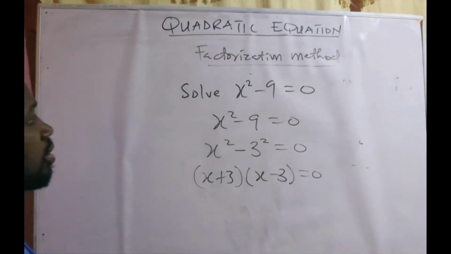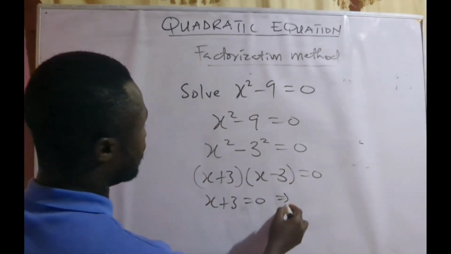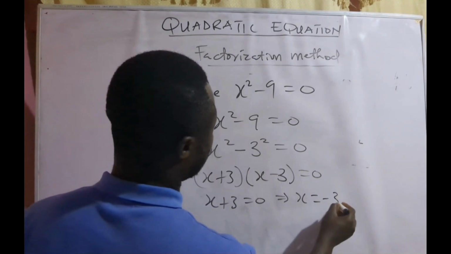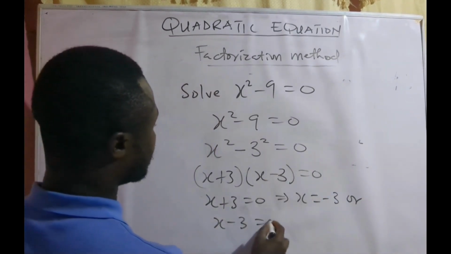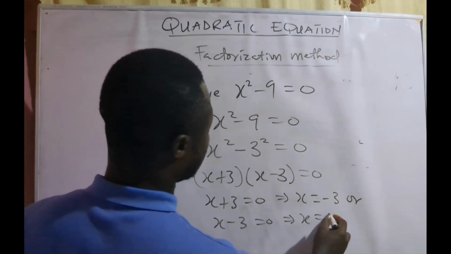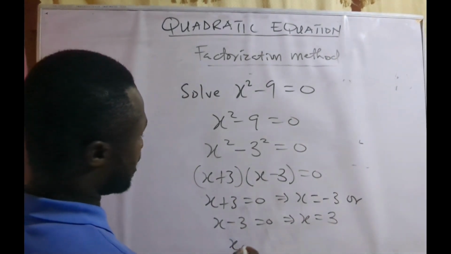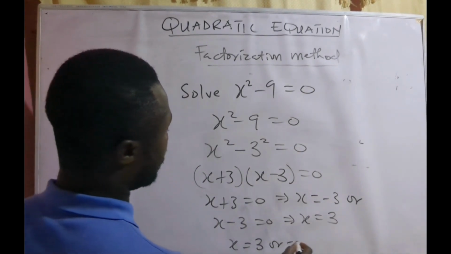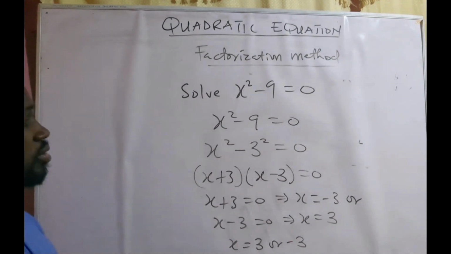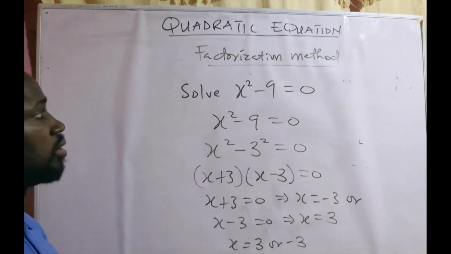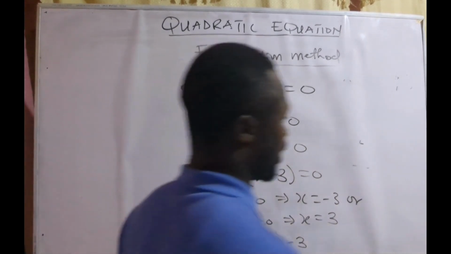So when we solve this, what are we going to get? We get x plus 3 to be 0, which means x equals negative 3, or x minus 3 is also 0, which means x equals positive 3. So the two values of x are either 3 or negative 3. These are the two values of x. I believe you get it.